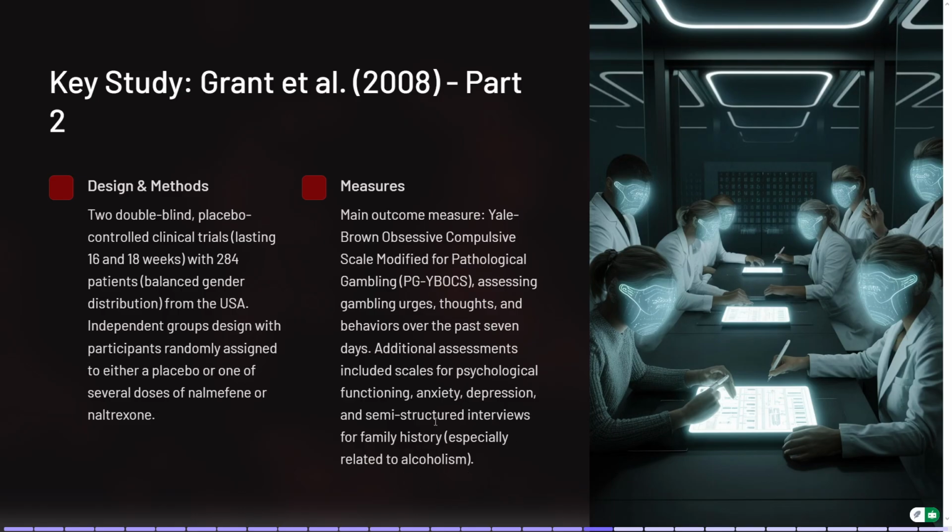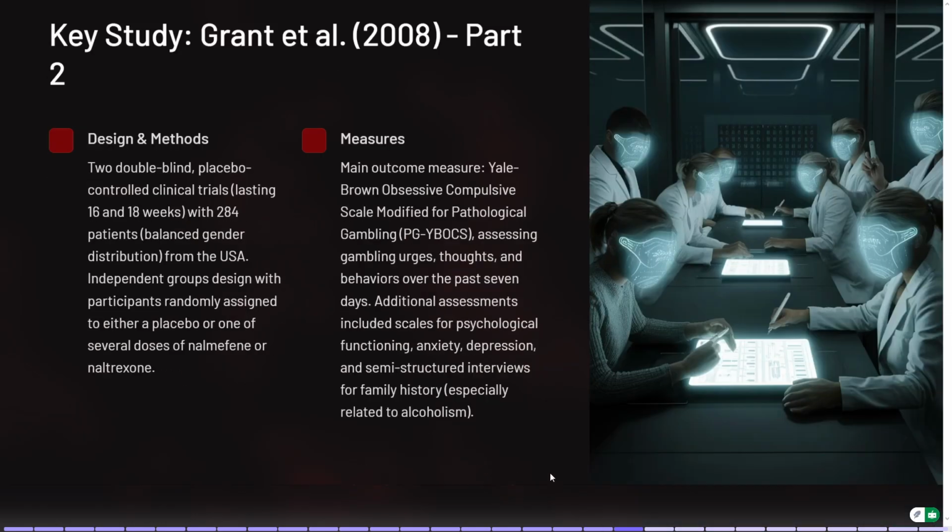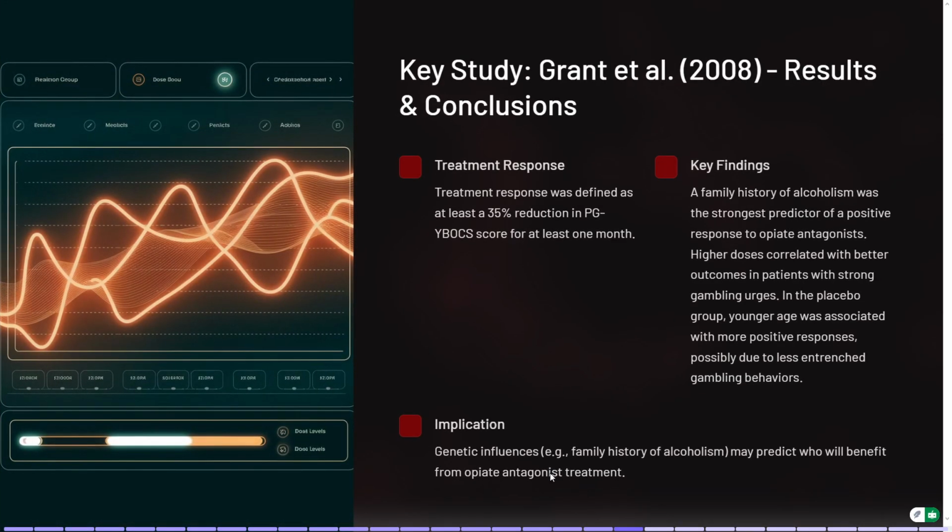Especially related to alcoholism, to see if this will be a factor. They want to see the correlation between those with this history and their level of response to the treatment. All right, so the result: treatment response was identified as at least a 35% reduction in gambling score for at least 1 month. So if there is a 35% reduction in the gambling urge for at least 1 month, then it worked. That is the operational definition.